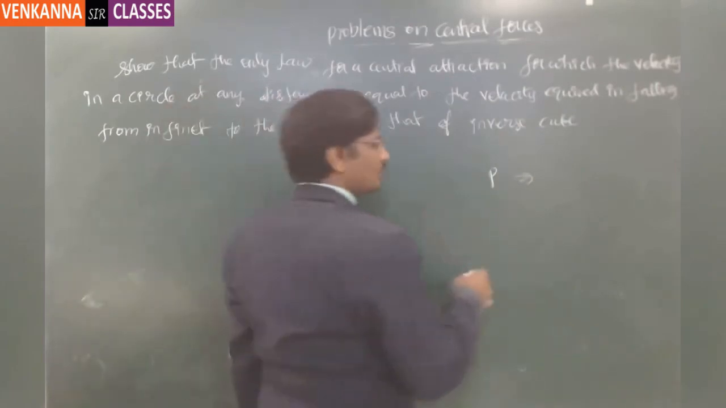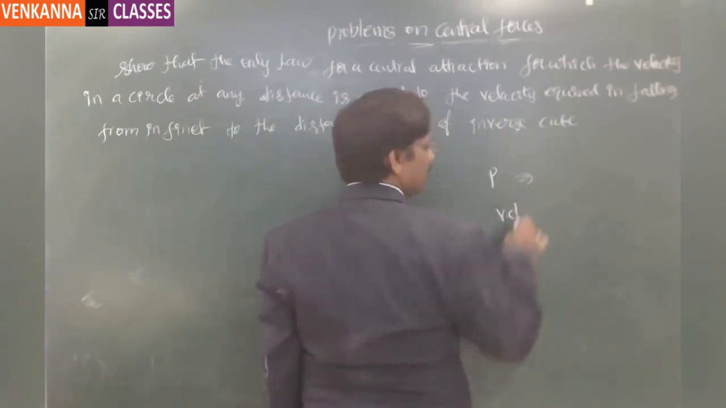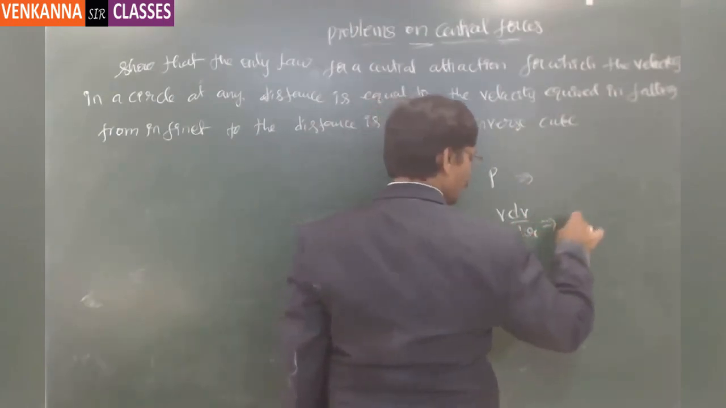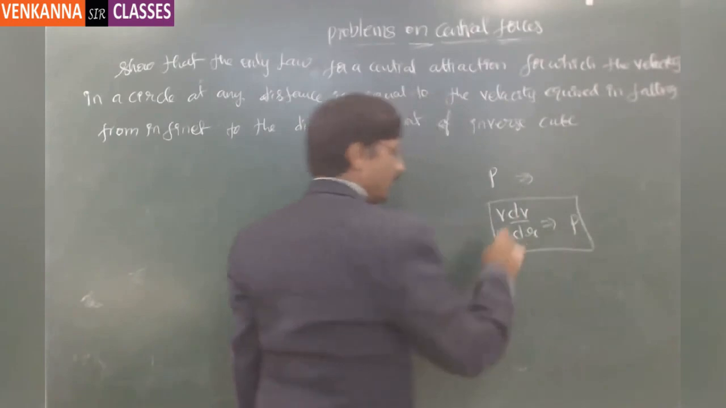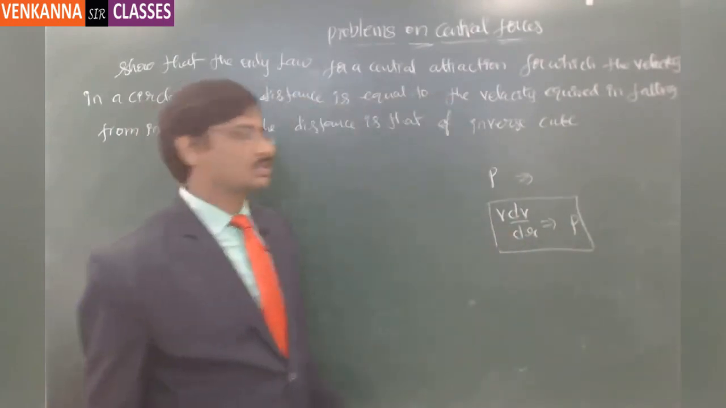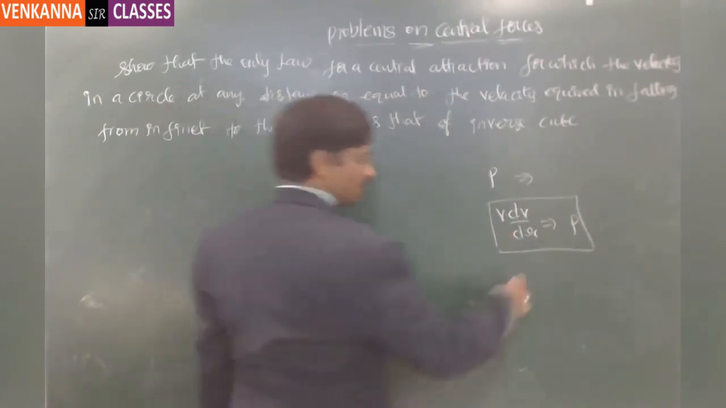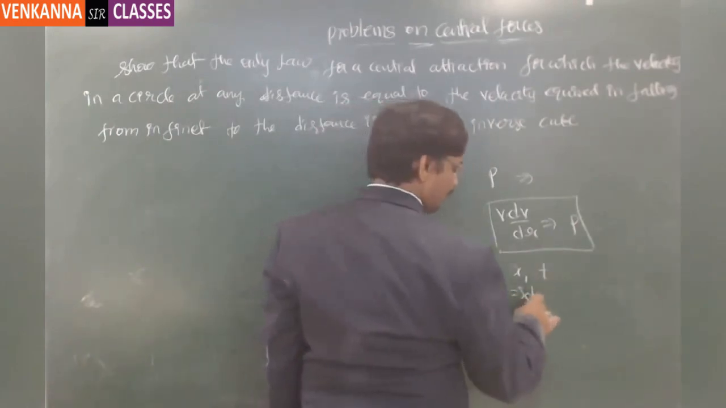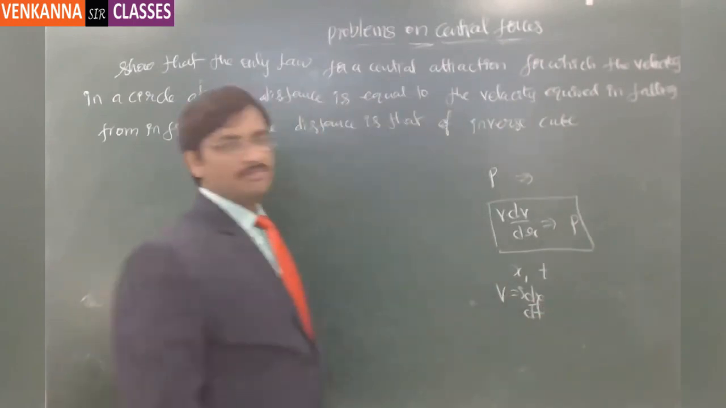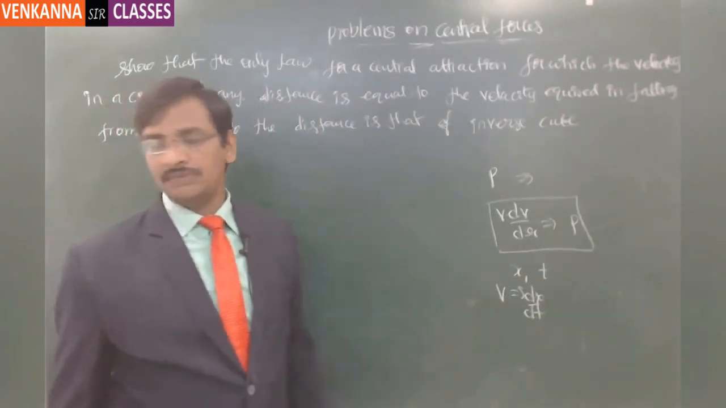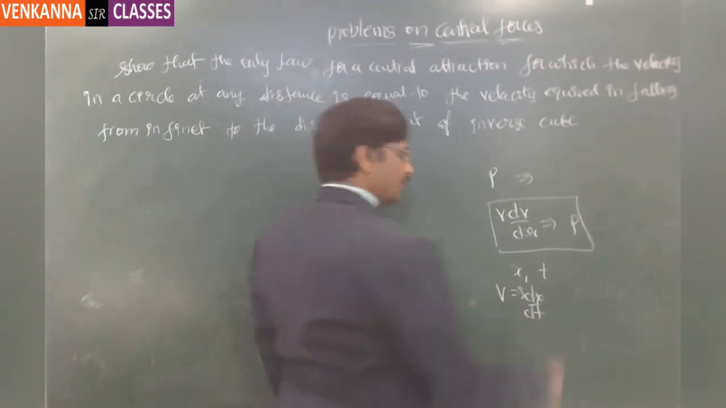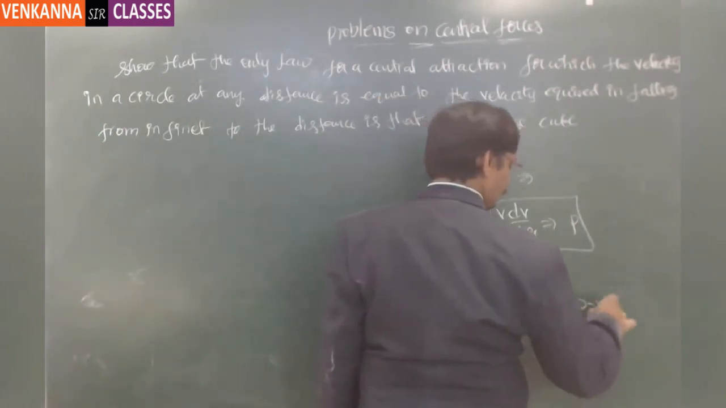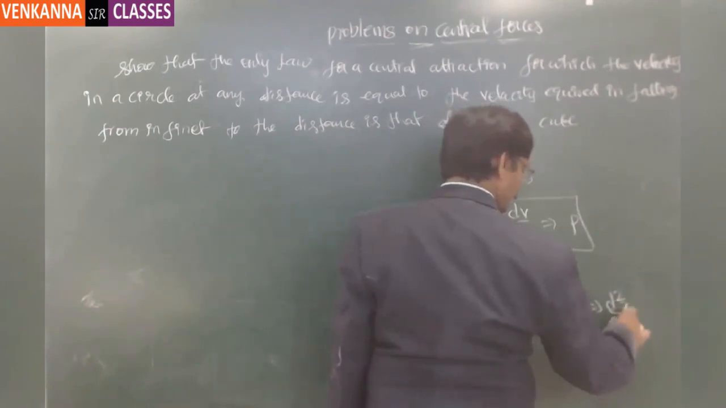From the relation we have got, v times dv by dx or dv by dr can also be called the acceleration. Why? Because for any particle traveling with a displacement of x in a time of t, the velocity is dx by dt. Now if I take the derivative again, the acceleration p is equal to d square x by dt square.